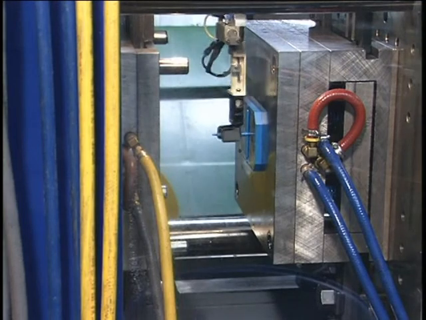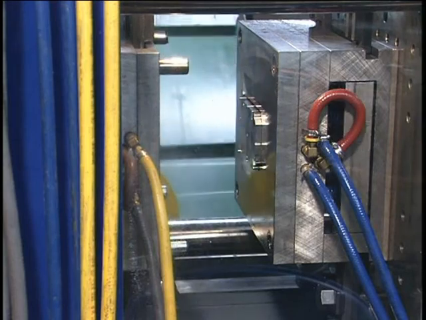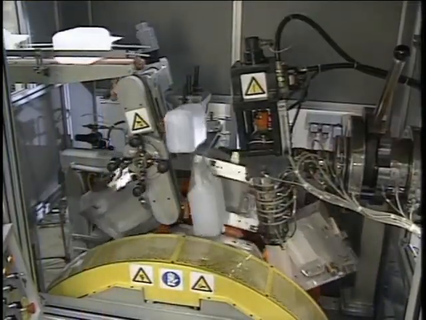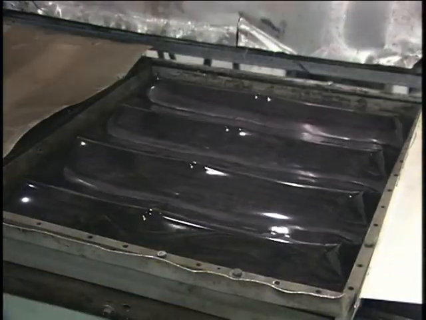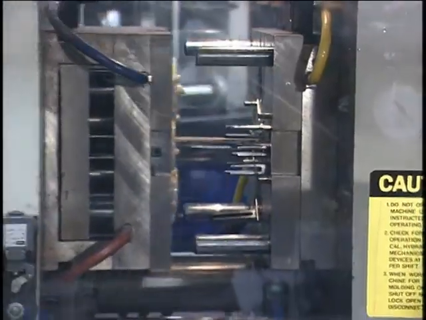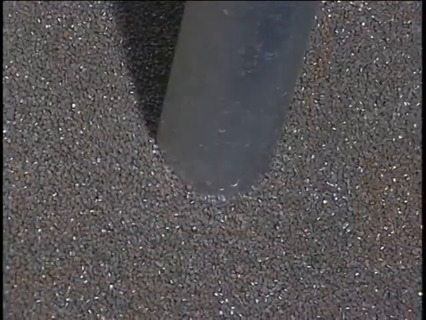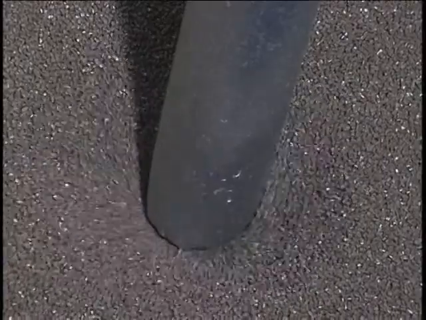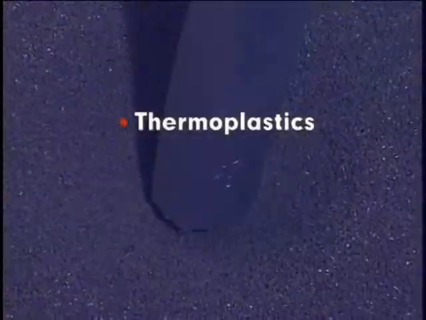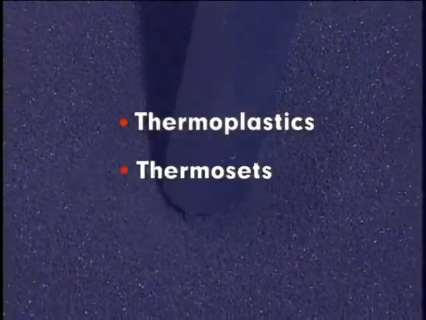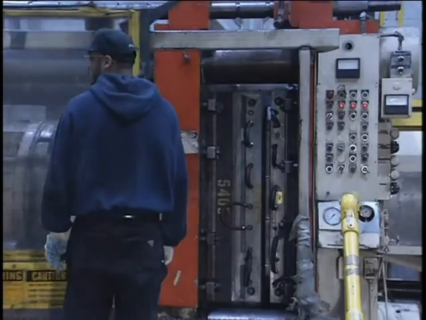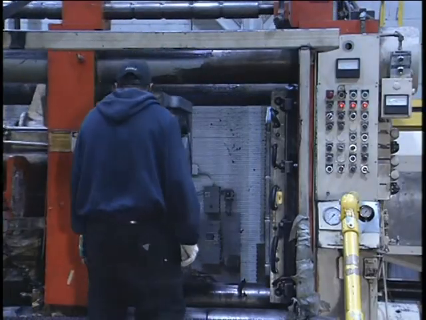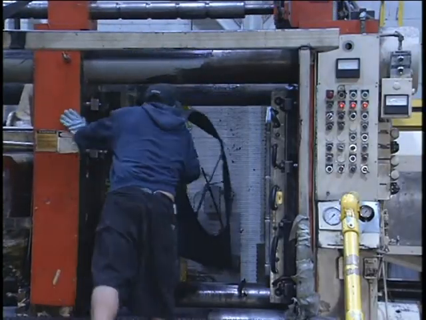The molding of plastics is a common method of manufacturing parts and encompasses a variety of processes, with the principal type being plastic injection molding. Injection molded parts are produced from two types of plastics, thermoplastics and thermosets. Of the two types of materials, thermoplastics are the most predominantly used.